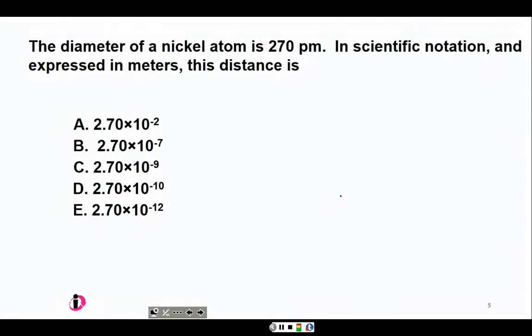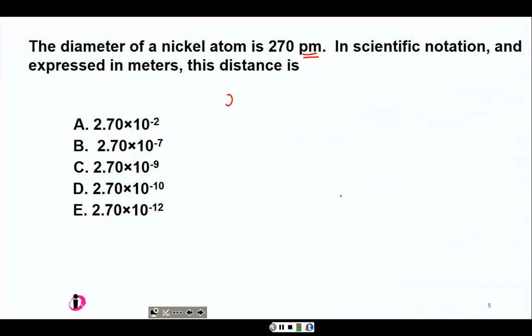Let's do negative exponents. Those are more exciting, more challenging. Keep us on our toes. The diameter of a nickel atom has got to be pretty small if we're thinking in terms of atoms of a metal called nickel. The scientific notation expressed in meters is going to be what? Well, first of all, you have to know what pm means. It's not afternoon in this case.